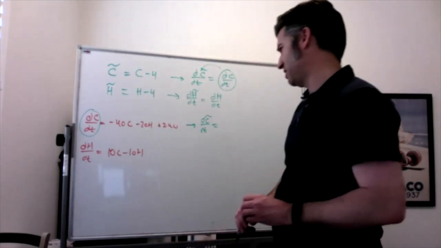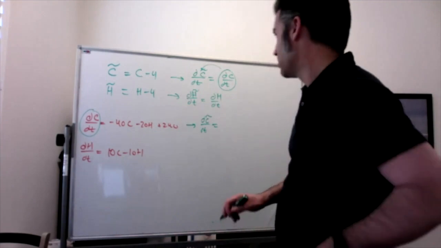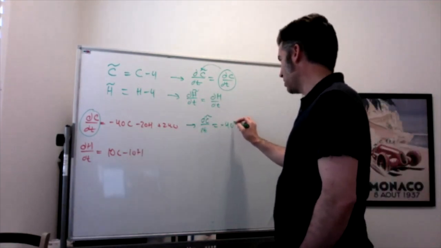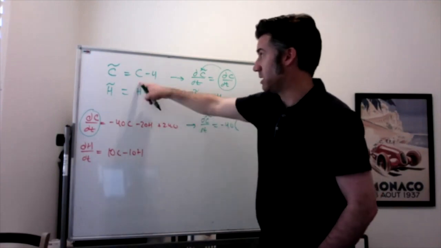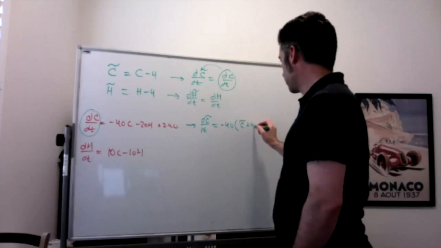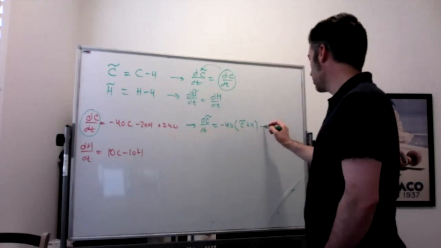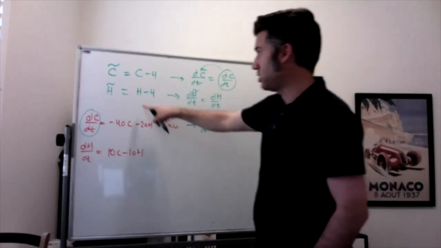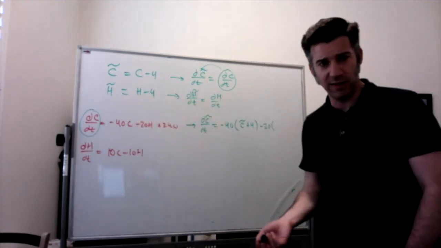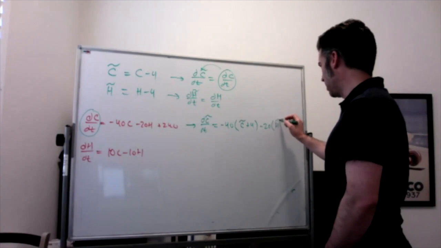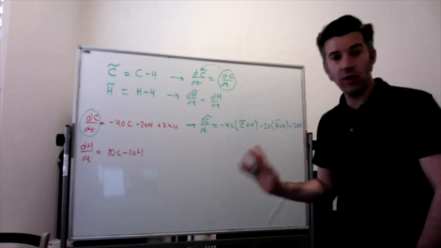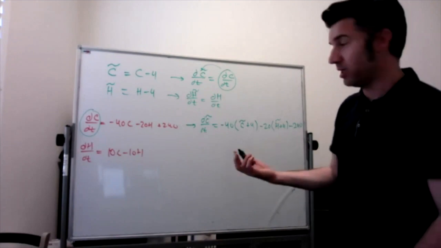Yeah, that's the way I would think about doing it. So I'm going to have negative 40 times, so again, c is c tilde plus 4, minus 20 times, well, h is equal to h squiggle plus 4. I kind of like saying squiggle better than tilde, I'm not going to lie. Squiggle is more fun to say. And then minus 240. And what should happen is all the constants should cancel out.